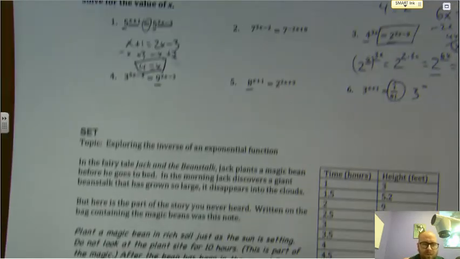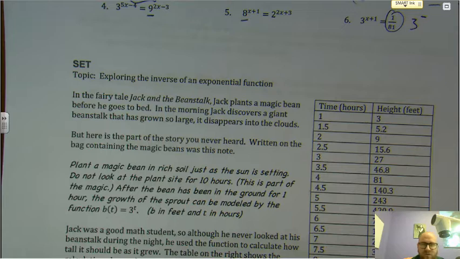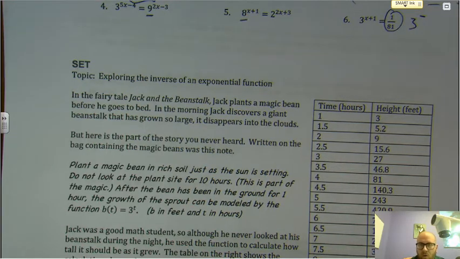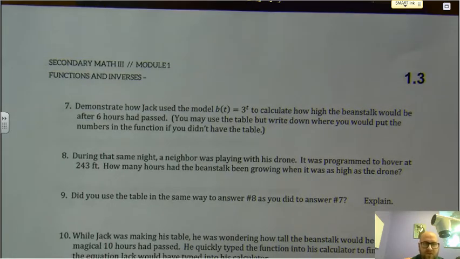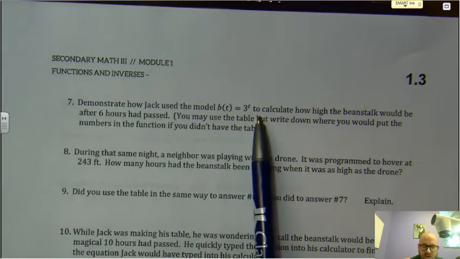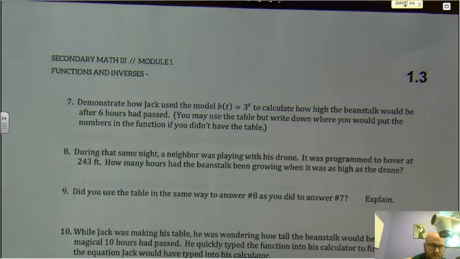The set problem here, I'm not going to go that deep into it because I feel like this one is really good if you just take your time, read through it, and go over it each question at a time. So this is a good reading comprehension. Read through it, go through the questions, and then when it gives us the questions on the second page, demonstrate how to use this equation to calculate the beanstalk after 6 hours. So just be mindful of time.